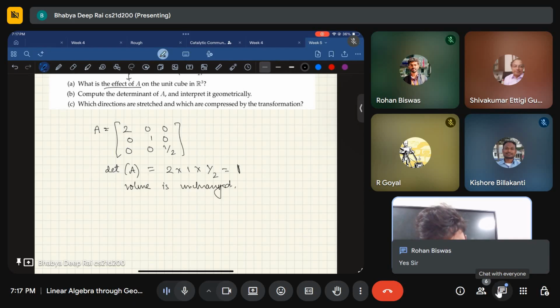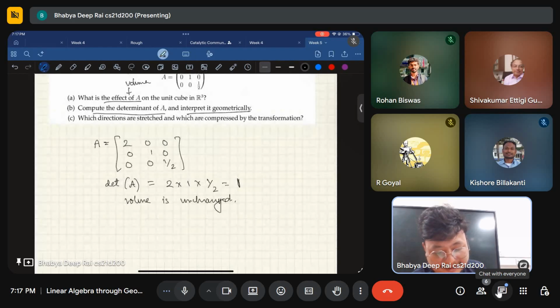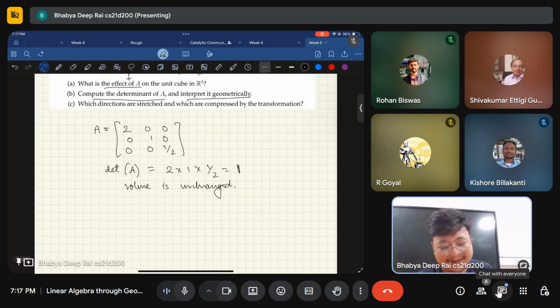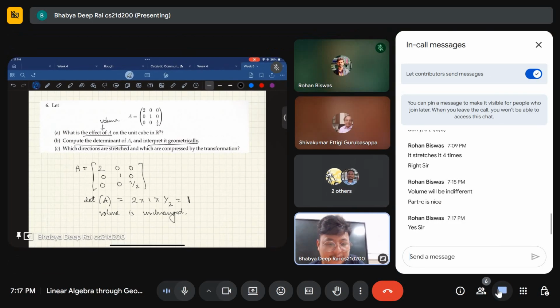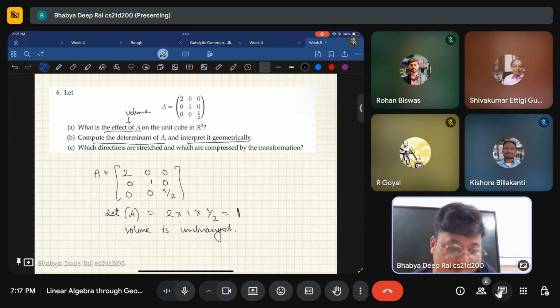Okay, and compute the determinant of A and interpret it geometrically. Okay. So, it's still the same thing. Now, this is an interesting question. Which directions are stretched and which are compressed by the transformation? Do you have some ideas on how to think of it?